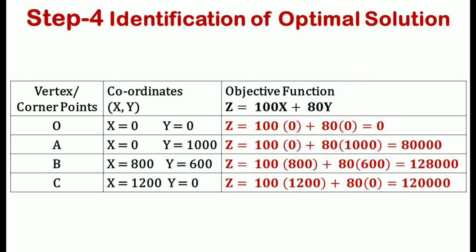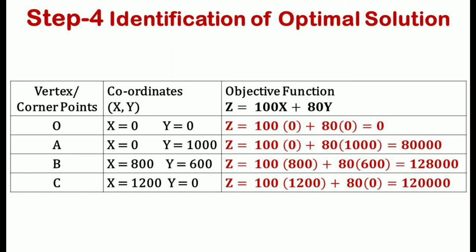From the first corner point, O, the value of x is equal to 0 and the value of y is equal to 0. Substituting x and y equal to 0 in the objective function, z is equal to 100 into 0 plus 80 into 0, which will give the solution of 0. Consider the second corner point, where x is equal to 0 and y is equal to 1000. Substituting these values, z is equal to 100 into 0 plus 80 into 1000, which will give the value of 80,000.